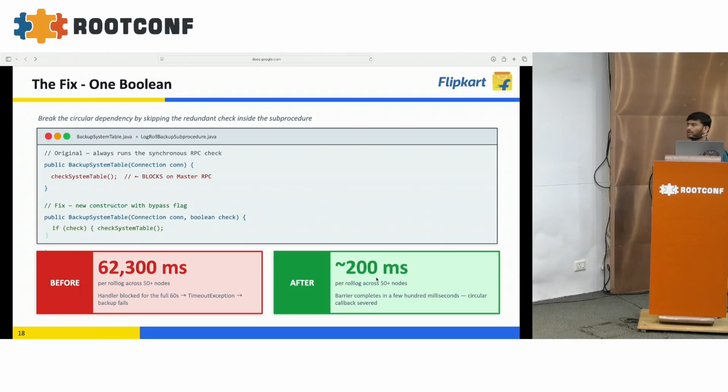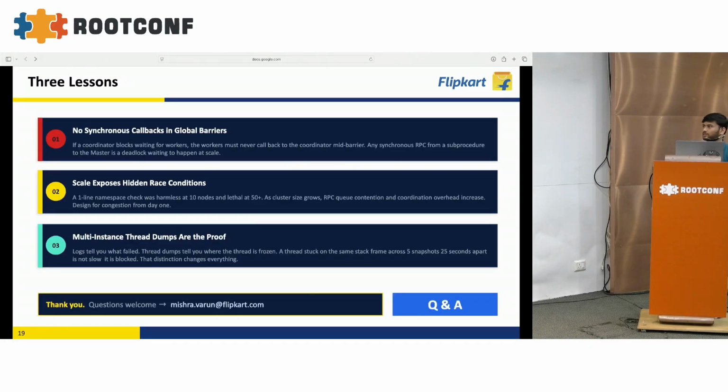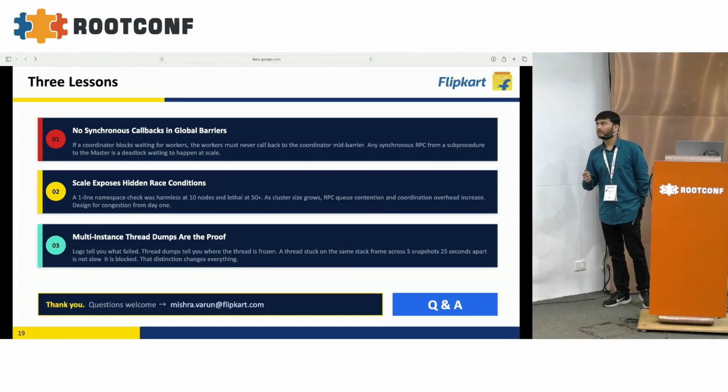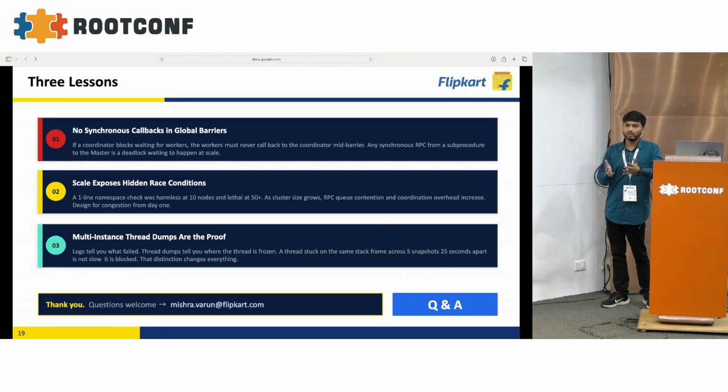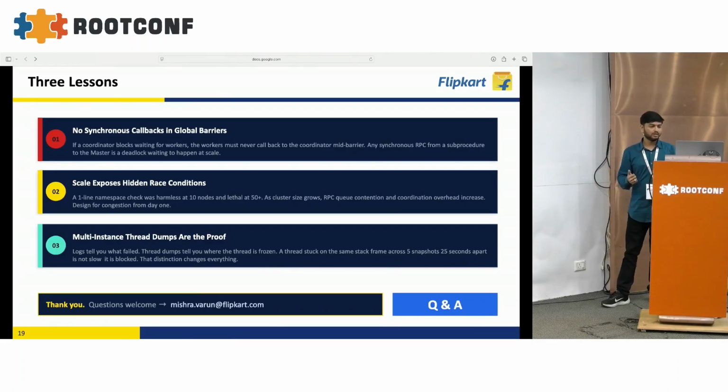So from all that debugging and all those operations that we did, what are the learnings? The basic learning that every distributed systems person can take: never make a synchronous callback in the global locks. When you have global barriers, when you are going to execute something at the cluster level, which is a global operation, never make a synchronous callback, because it can get stuck on the same lock where you are going.